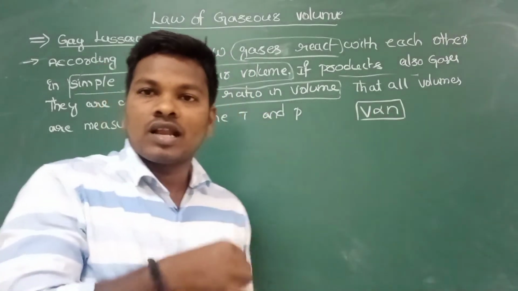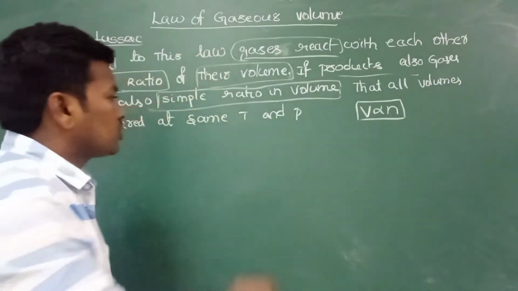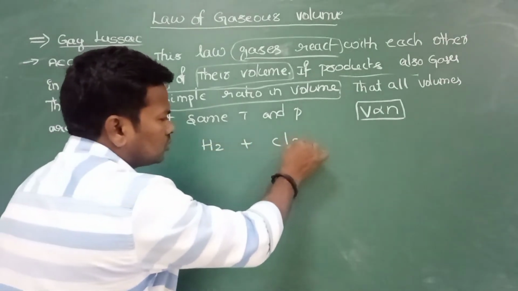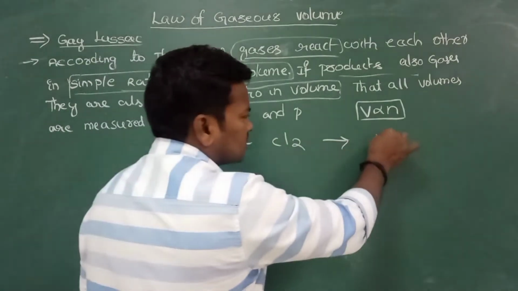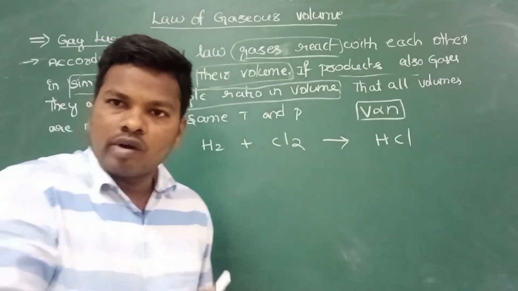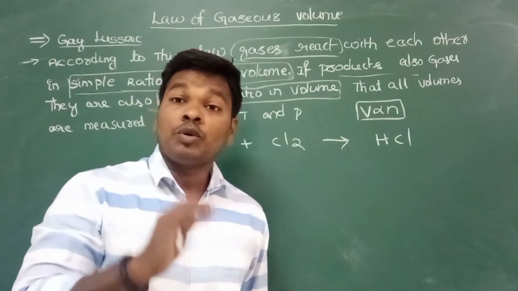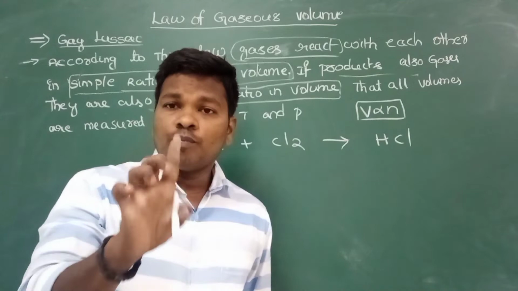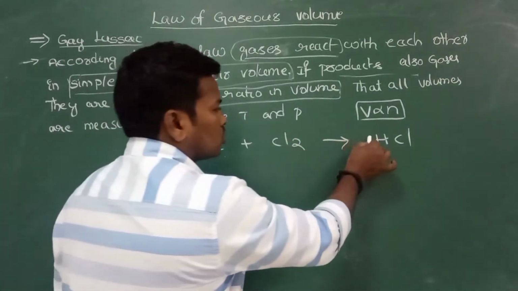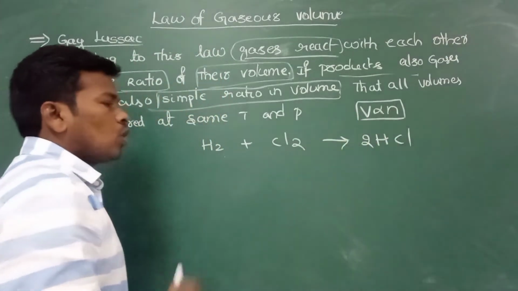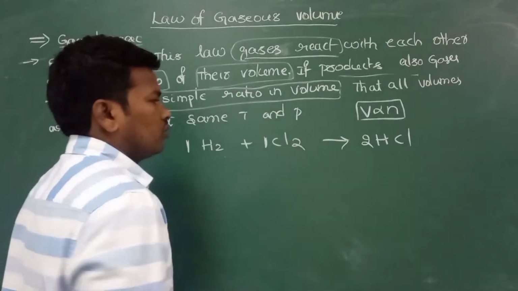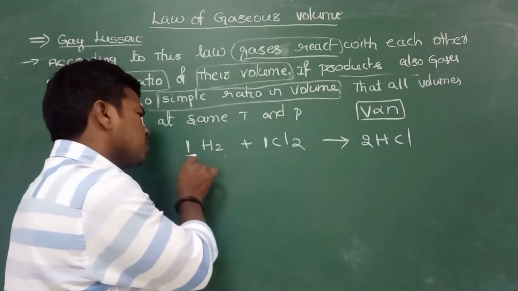To understand this law, we can take one equation. Let us take H2 plus Cl2 gives HCl. To calculate the volume of the reactants and products, we have to balance the equation. So H2 plus Cl2 gives 2HCl. After balancing the equation, these numbers are the stoichiometric coefficients.